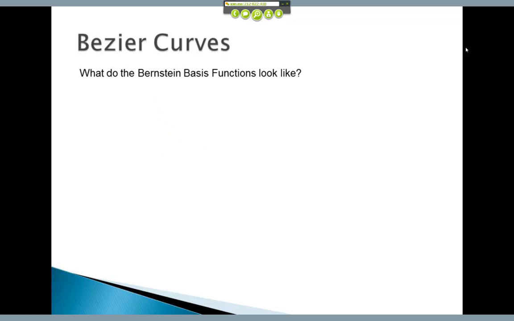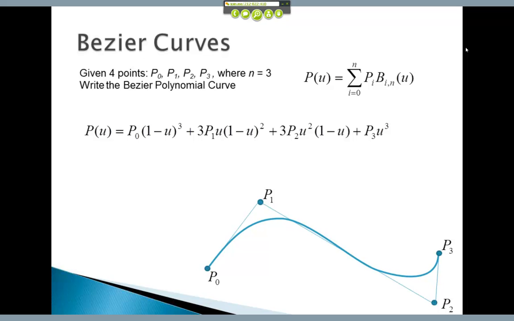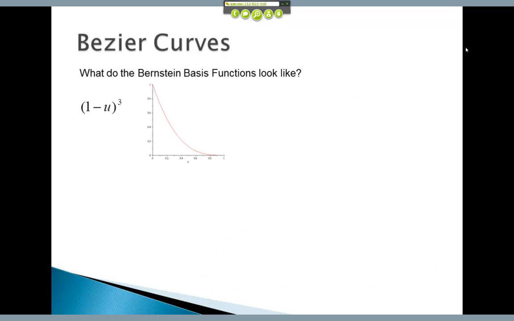So let's look at our first, so go back. We're going to look at each of these blending functions. We're going to look at the blending function (1 minus u) cubed, 3u (1 minus u) squared, 3u squared (1 minus u), and u cubed.